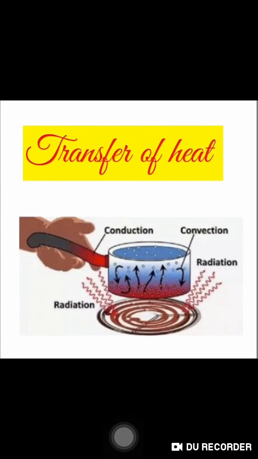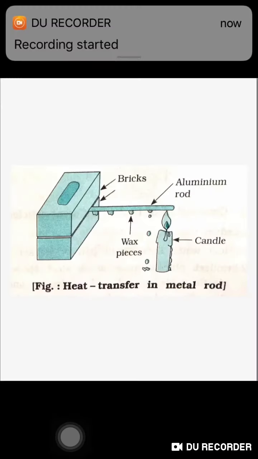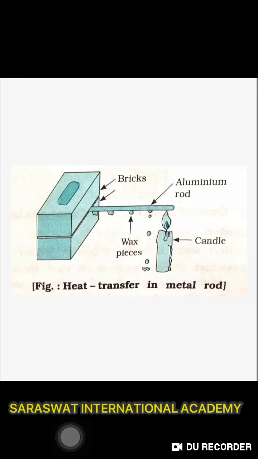How does heat flow? Let us investigate. For this, we will have to perform an activity. Take a rod or flat strip of aluminium or iron. Fix a few small wax pieces by heating on the metal rod. The pieces should be at nearly equal distance. You can see in the diagram how the wax pieces are placed at equal distance.